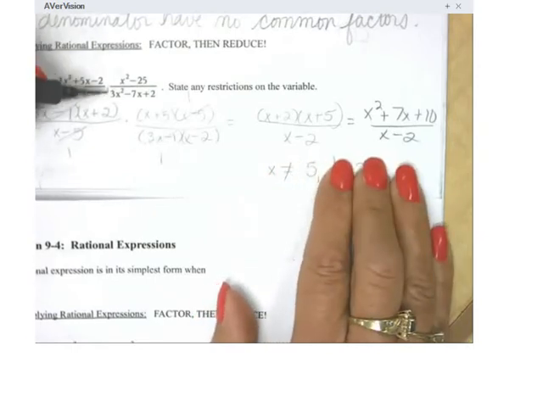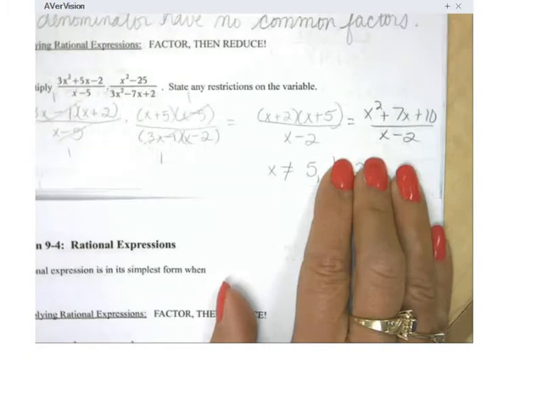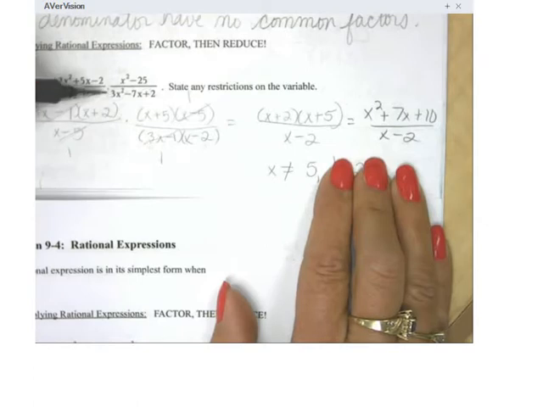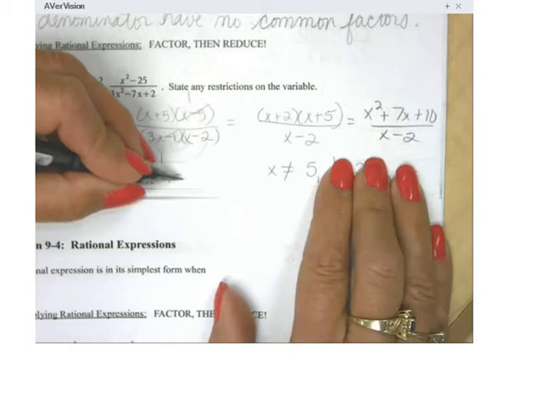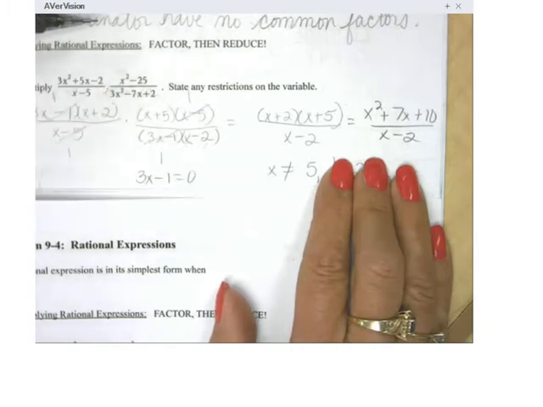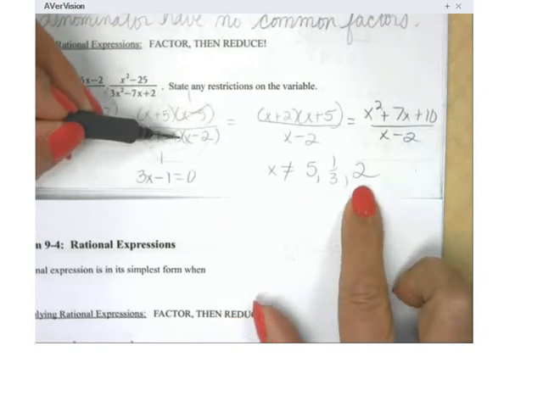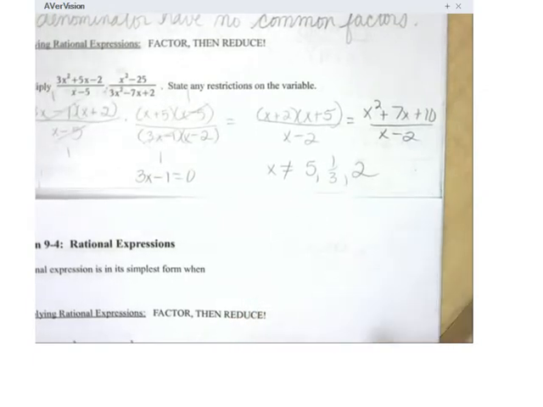I also look at the factored version of this denominator. Once again, this 3x minus 1 factor did reduce down. However, I have to give the restriction for it because it was in the original problem. So when does 3x minus 1 equal 0? Add 1 to both sides and divide by 3. I find out that occurs at 1/3. And I also have a restriction of 2. So these three values are the only three that I can't plug into the expression.